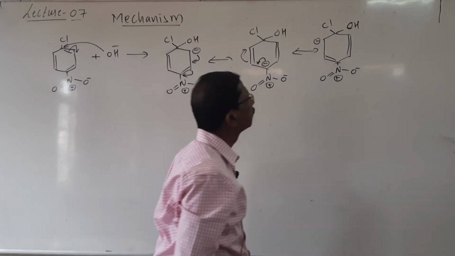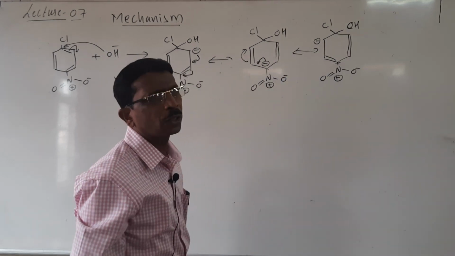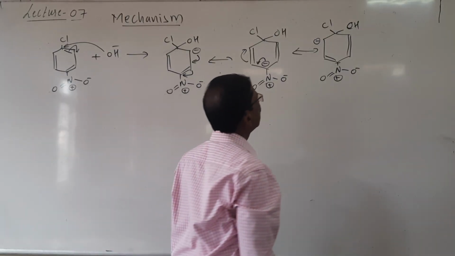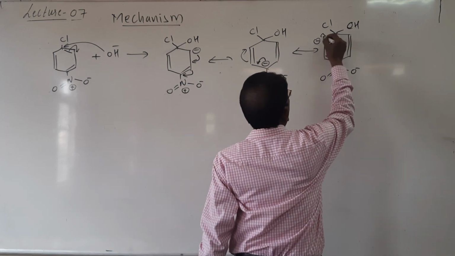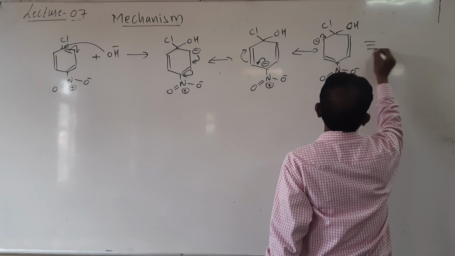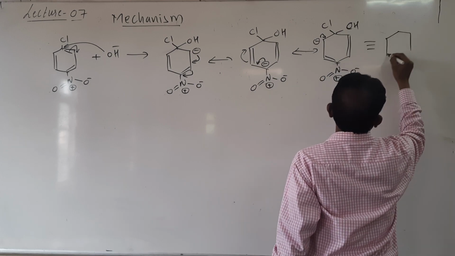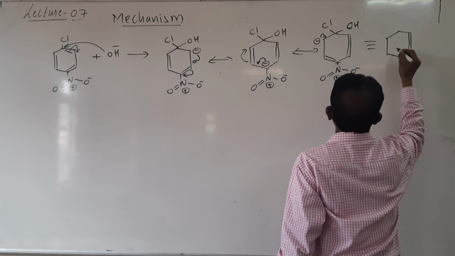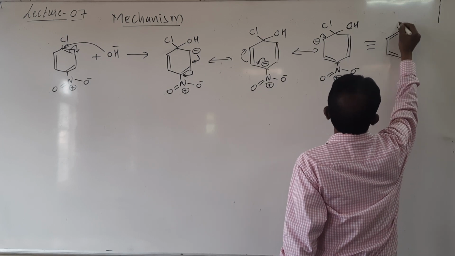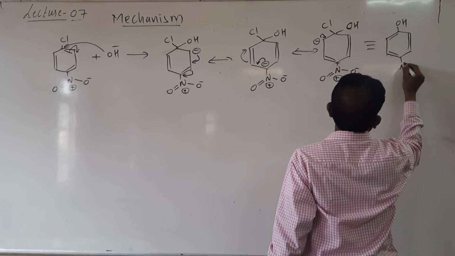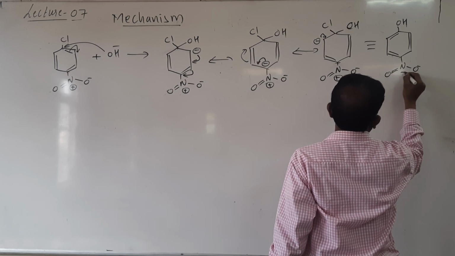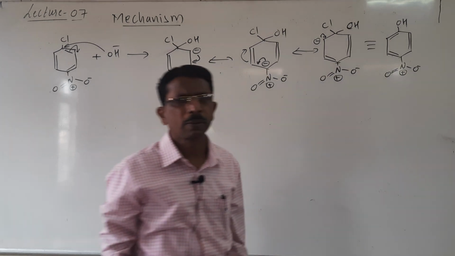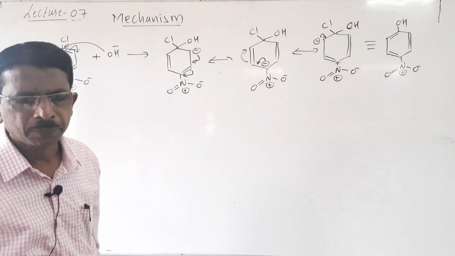Then what happens? In the last step, the halogen atom goes out, and the electrons shift, so finally it forms like this. Look here, students, this is the mechanism.